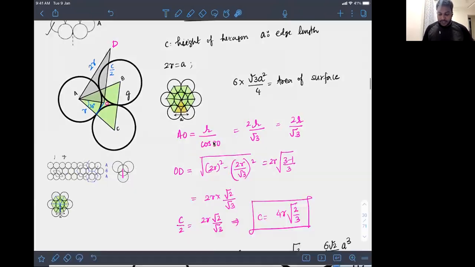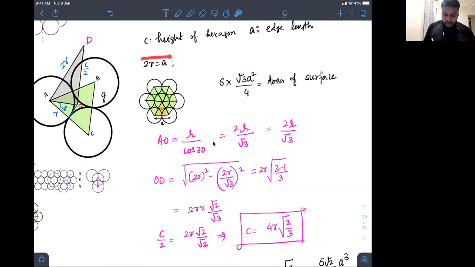See, what I can say here is that 2r, because this is the edge length of the hexagon, will be 2 times r, right? So we got 2r here. And if we take the area of this one triangle and multiply by those 6 pieces, we will get the surface area of this hexagon. So 6 times the area of that one triangle, which is √3 a square by 4, because this is an equilateral triangle, and the area of an equilateral triangle is √3 a square by 4, right? So we got the area of the surface.